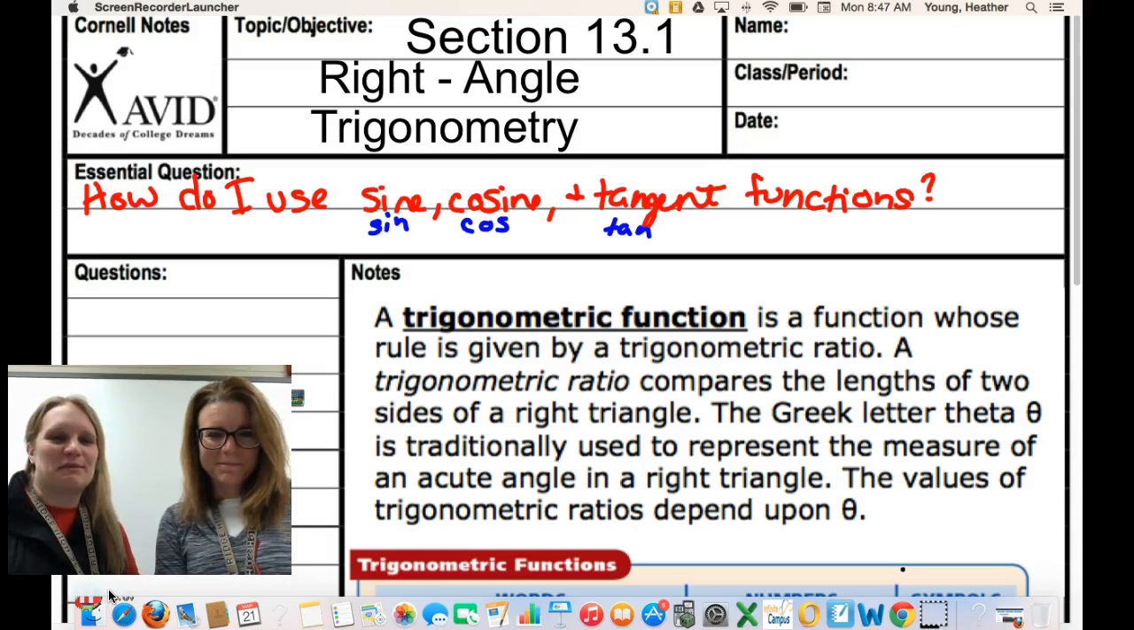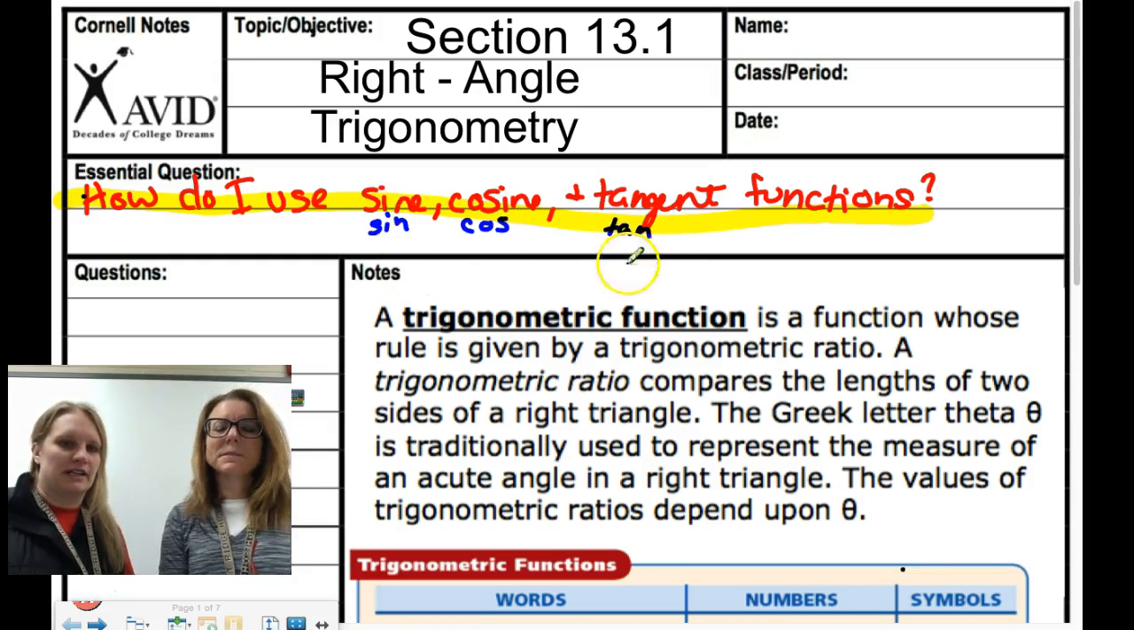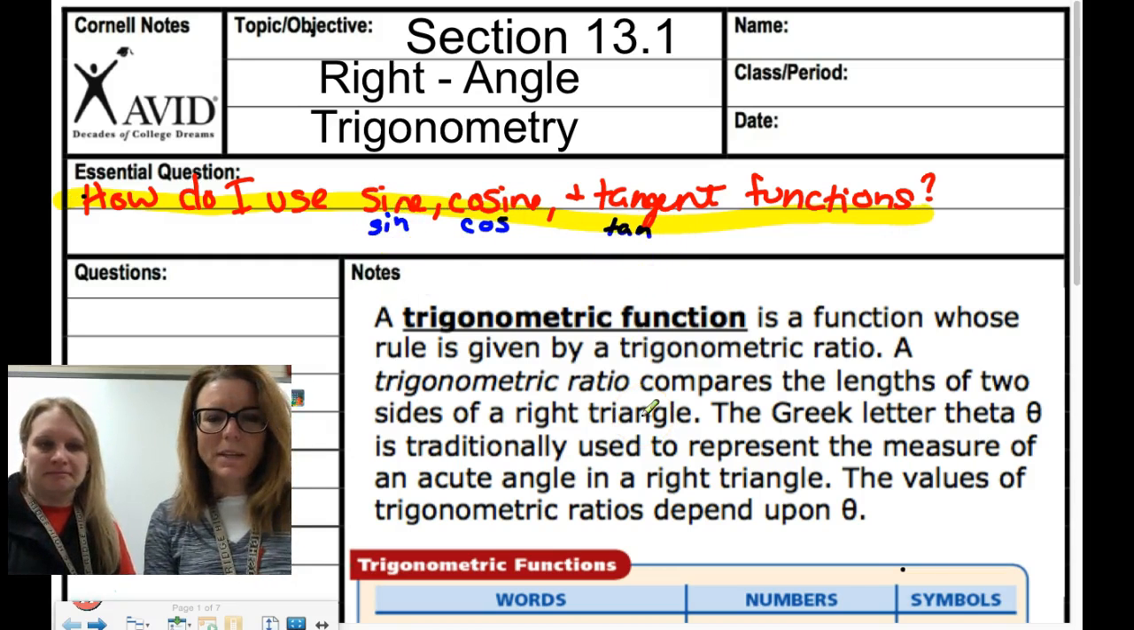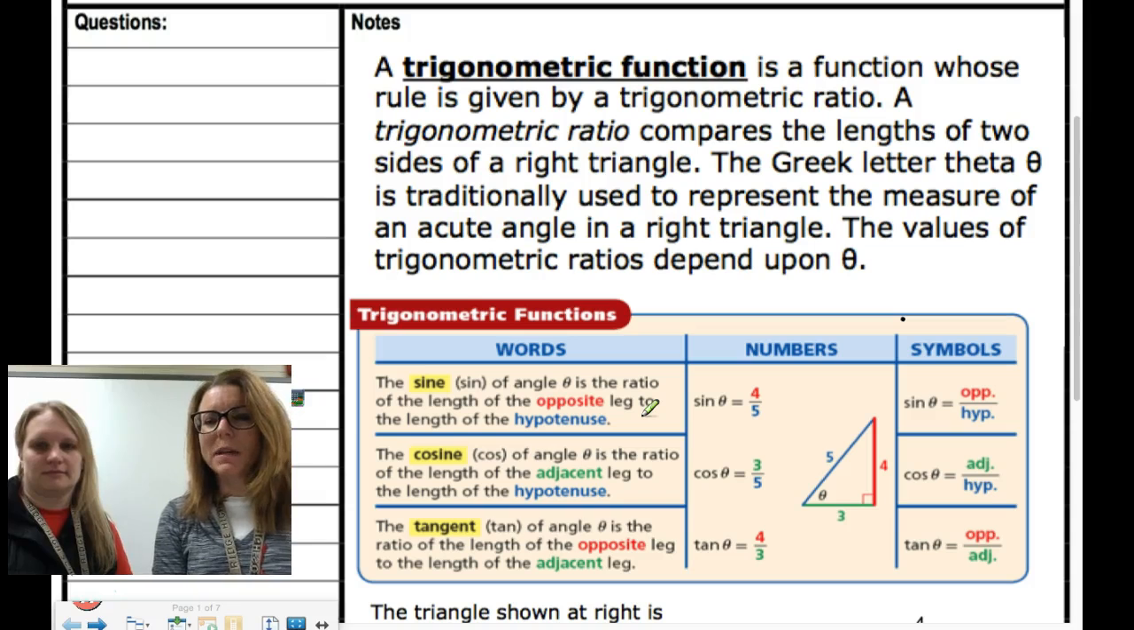So today we're doing right angle trigonometry. Our essential question is, how do I use sine, cosine, and tangent functions? Those are the sine, cosine, and tangent buttons on your calculator. A trigonometric function is a function whose rule is given by a trigonometric ratio, a fraction.